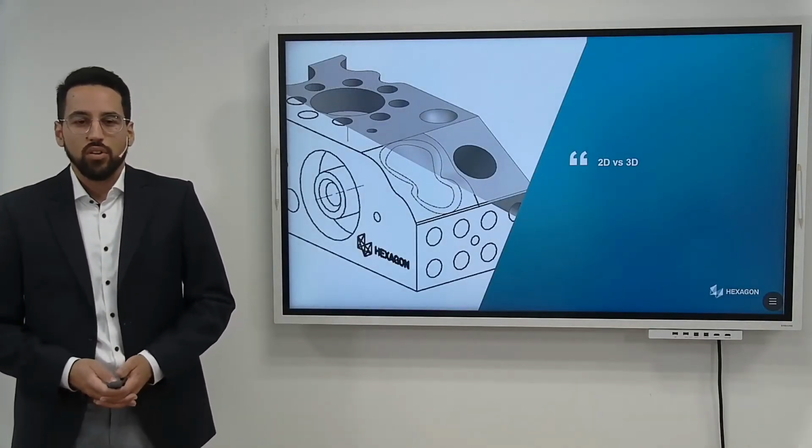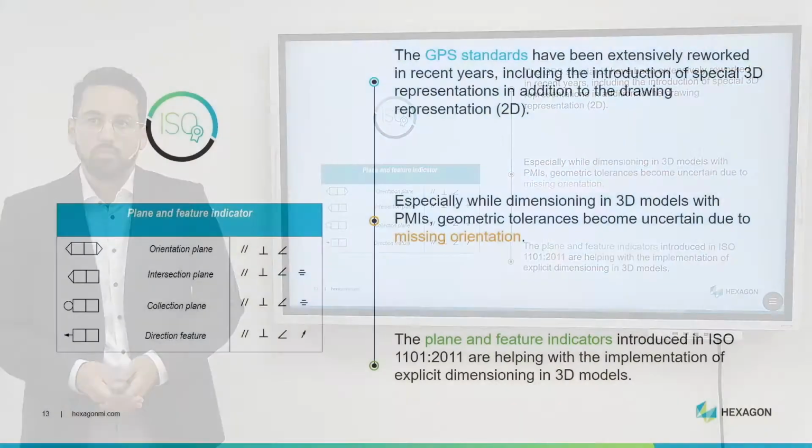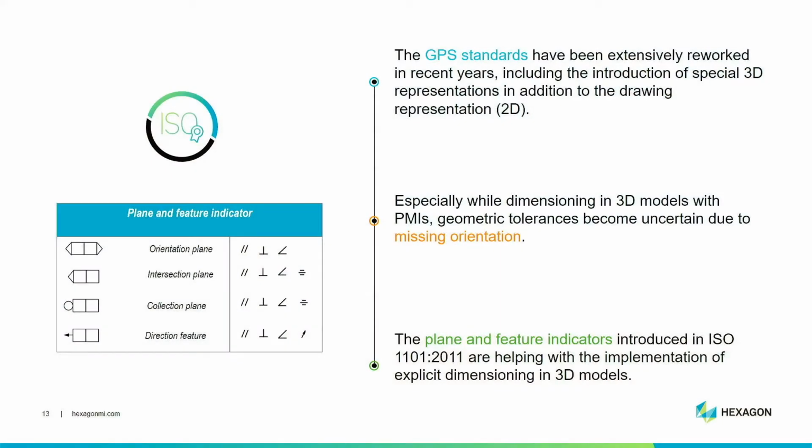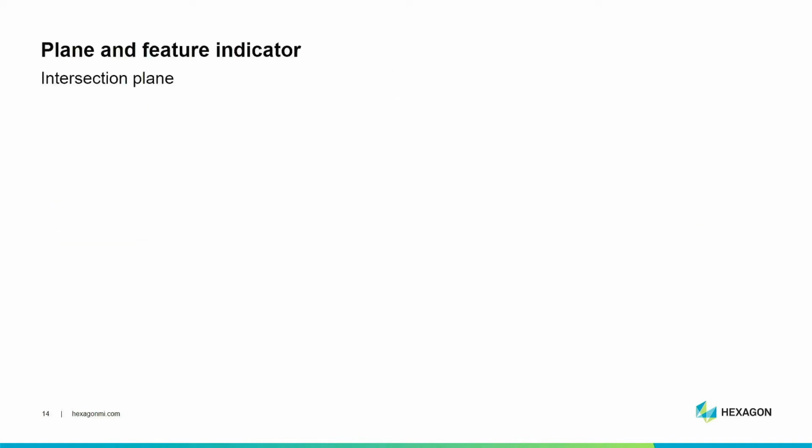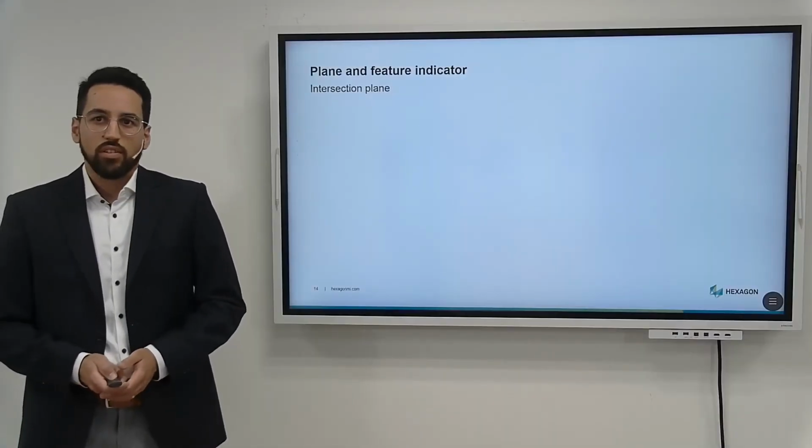And let's talk now about 2D and 3D drawings. As I mentioned before, the GPS standard has been extensively reworked in the last years, including also plane and feature indicators. In the 2D world, a lot of orientations are transported by the view of the drawing. In 3D, we are missing these orientations. So we have to transport them by special symbols and modifiers. And the plane and feature indicators presented in ISO 1101 are helping with the implementation of the explicit dimensioning in 3D models. Let's have an example for this.